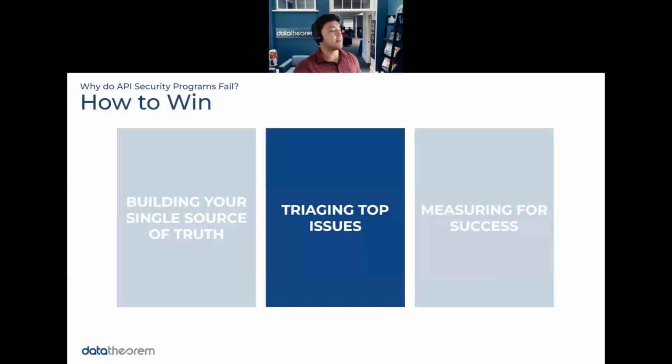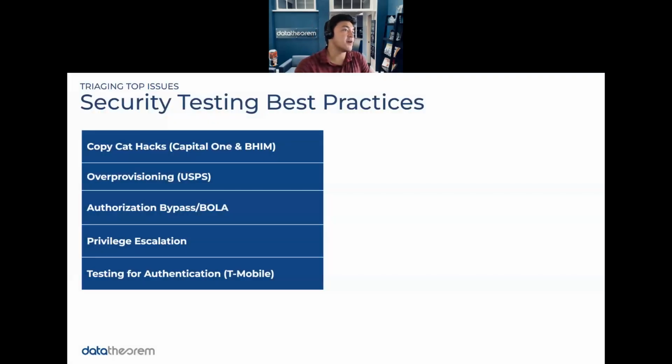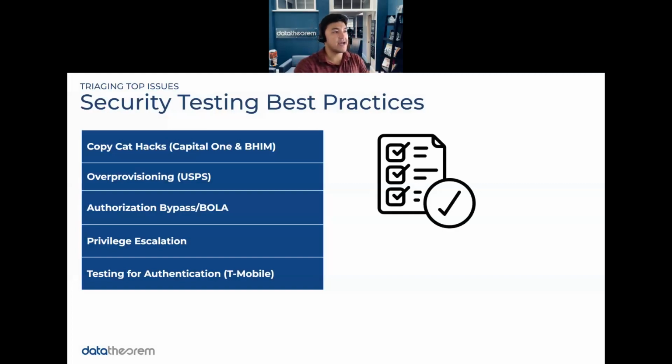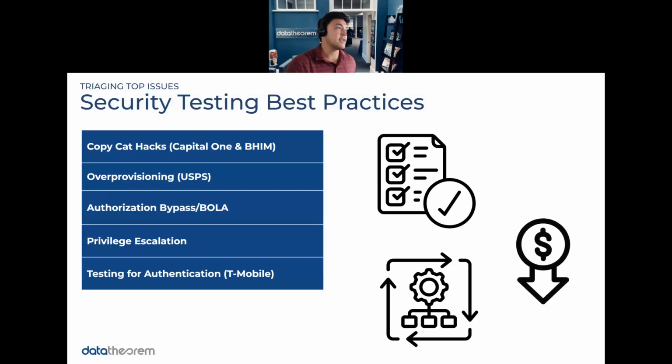So, triaging top issues. When triaging the top issues, it's not enough to just do the OWASP top 10 or anything MITRE or NIST or anything like that, because everyone's doing that already. What we want to do to take this a step further is to automate a lot of these multi-step, more complicated security testing best practices that I'm showing here on the left. What this can do for you is not only save you money, but also save you time, and let your pen testers focus on more complicated attacks.